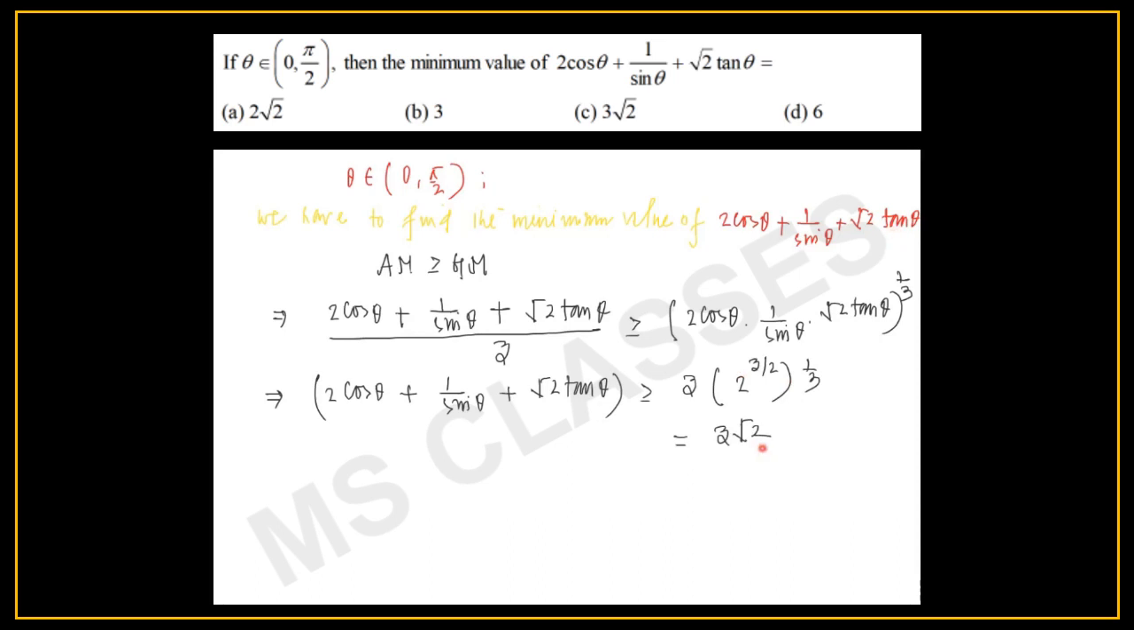So you can say therefore the minimum value of 2 cos theta plus 1 by sin theta plus root 2 tan theta is 3 root 2.